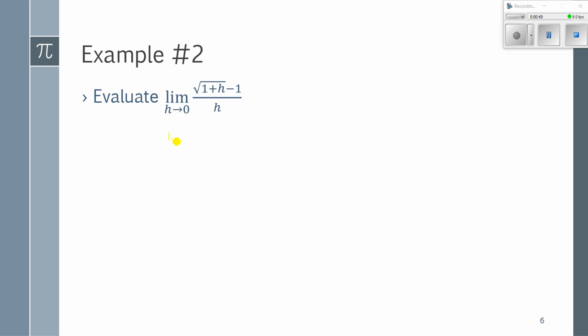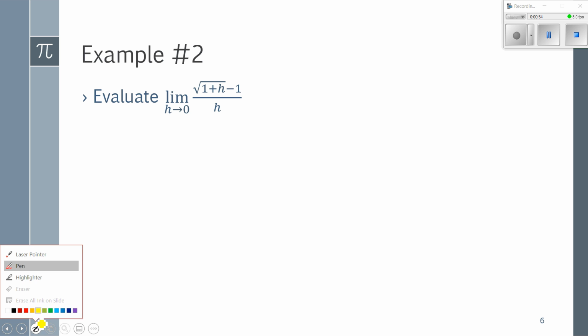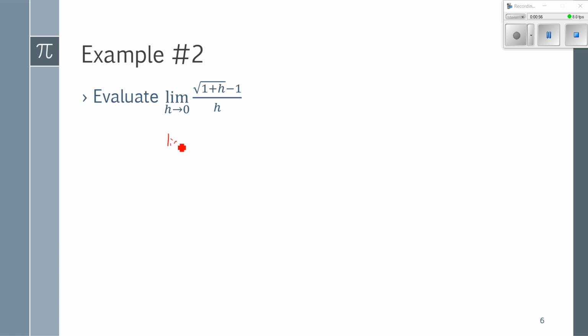When I plug 0 into the numerator, I'd have the limit as h approaches 0 of the square root of 1 plus h, minus 1. Plugging 0 into that, I'd have the square root of 1 minus 1, which is 0. When I plug 0 into the denominator, I would also get 0. So this is the indeterminate form 0 over 0, so I'm allowed to use L'Hopital's rule.